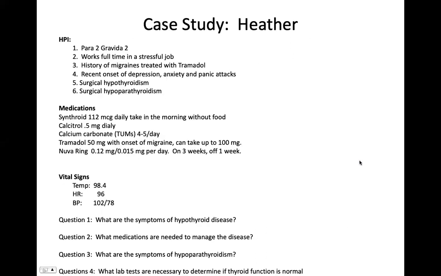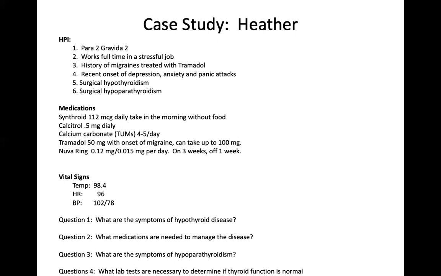So what we know is that she's para 2, gravida 2. She works full time in a stressful job. History of migraines treated pretty successfully with tramadol. And she has recent onset of depression, anxiety, and panic attacks. She has a surgical hypothyroidism and a surgical hypoparathyroidism.